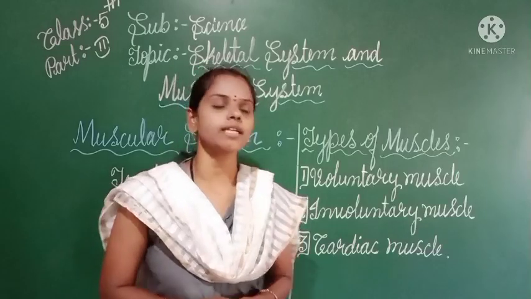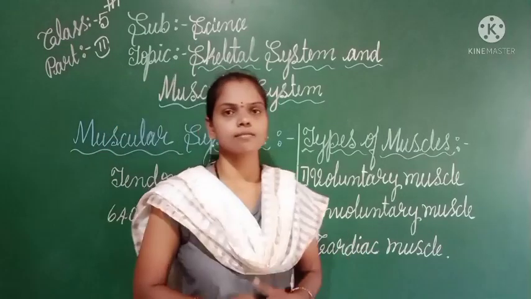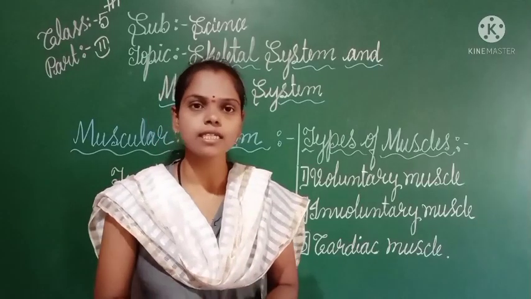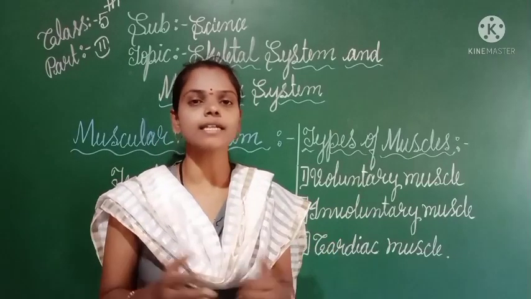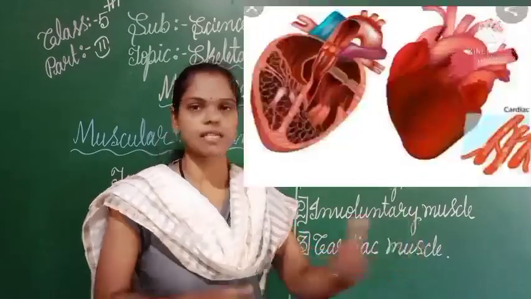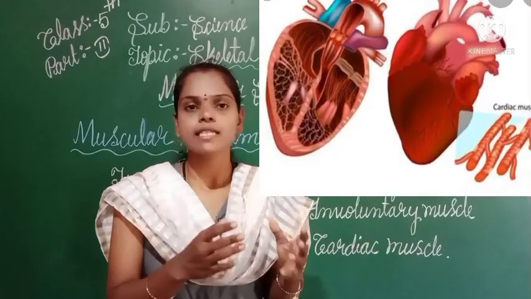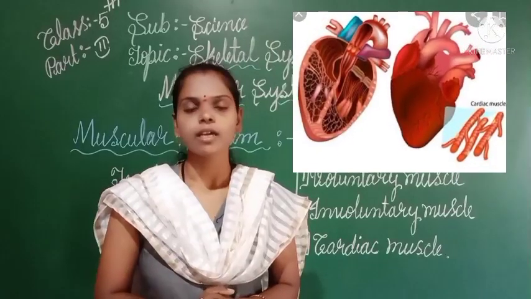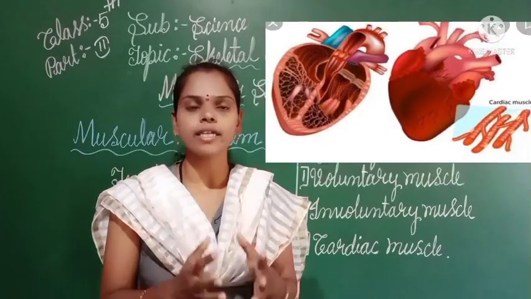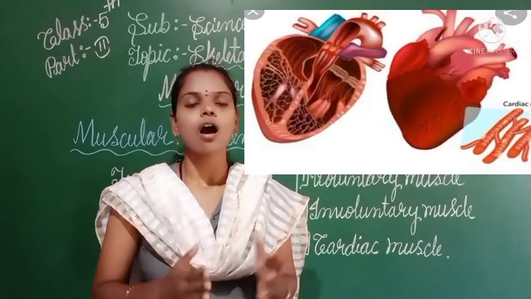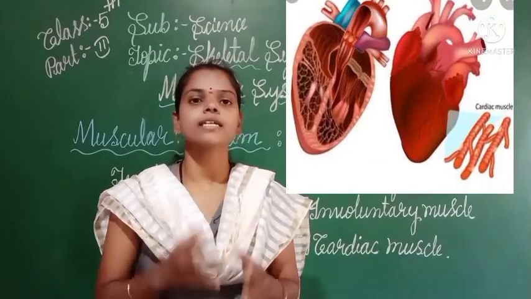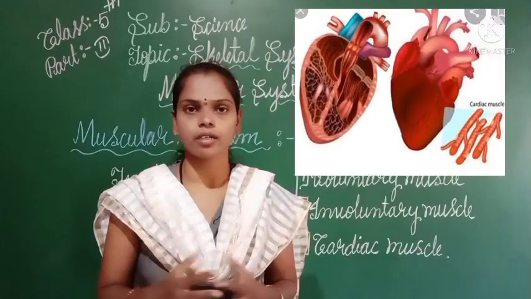The next point is cardiac muscles. Cardiac muscle is a special type of involuntary muscle. This cardiac muscle is made up of the heart. The heart's cardiac muscle works throughout our lifespan. Until we die, that muscle will work.